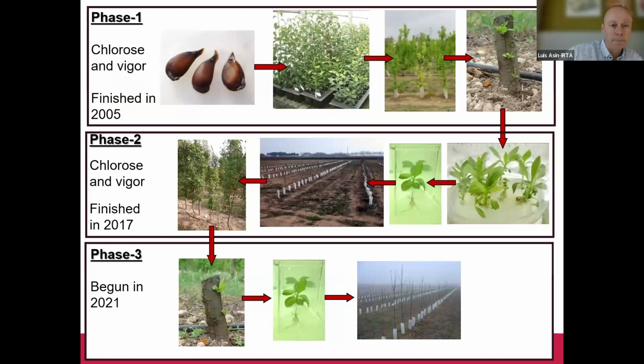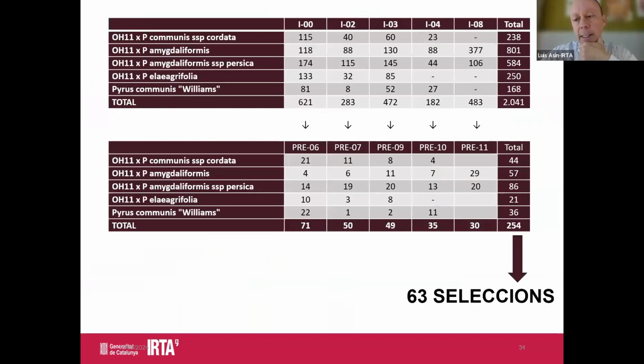This is a summary about the 3 phases. Right now we are in phase 3; we began this trial in 2021. Consequently, this year we are waiting just to have the first fruits, to evaluate the yield performance. And this is just a summary about the 63 selections.